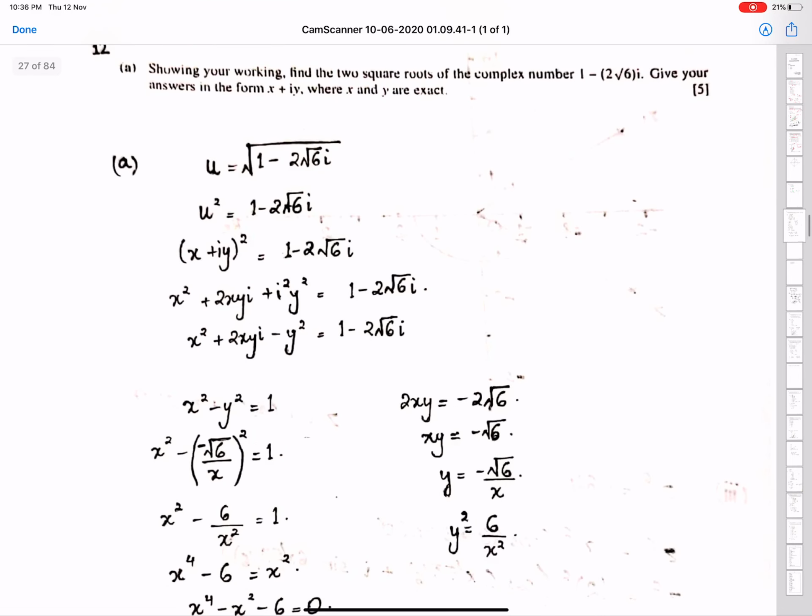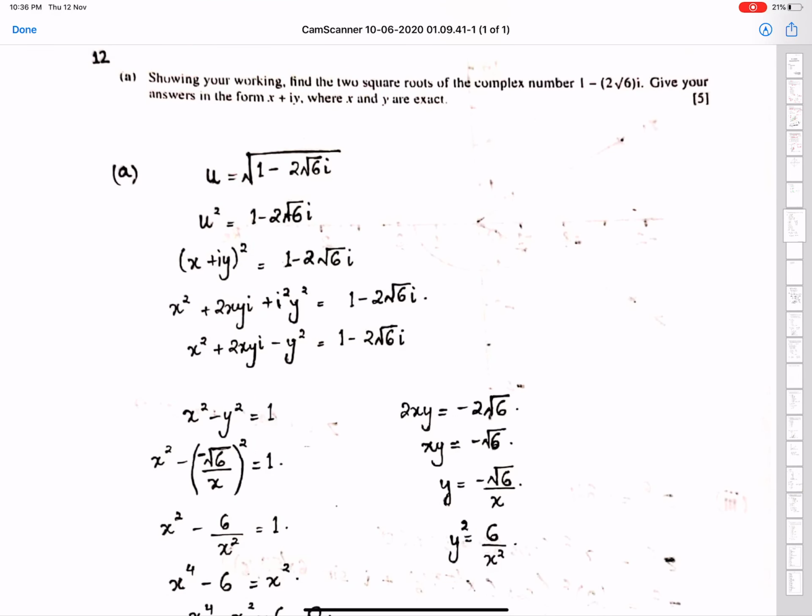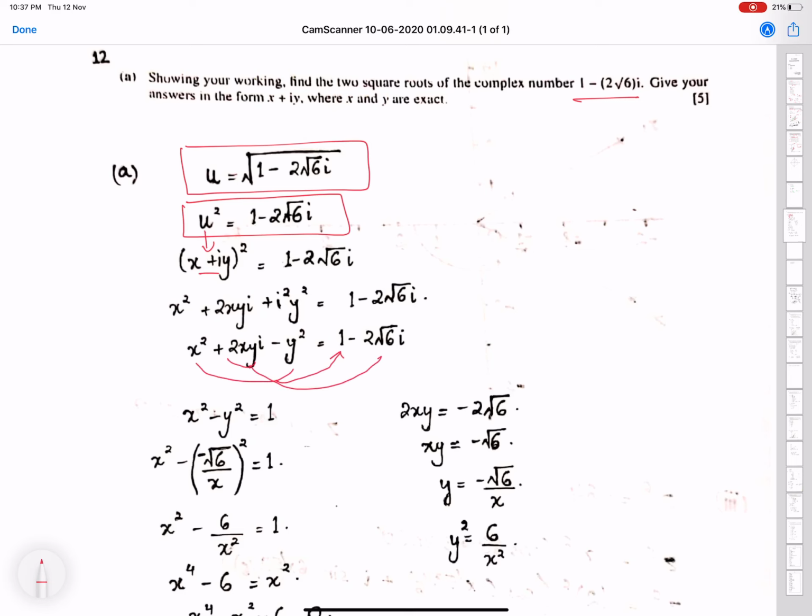Now this is the question of square roots. In this question, we have to find the 2 square roots of this complex number, and this is the working. First, let this be u, and this will be u squared, and then substitute u by (x plus iy) squared, and then expand this, and then equate the real part with the real part. This is the real part. This should be equated with 1, and this imaginary part should be equated with minus 2 root 6.